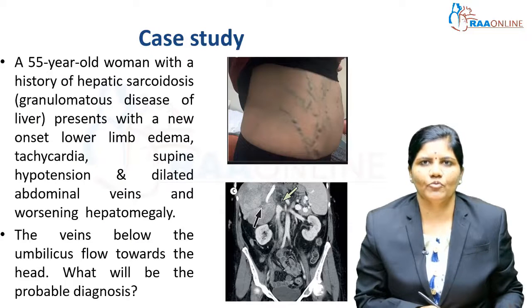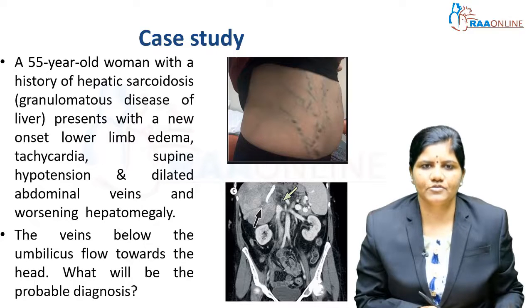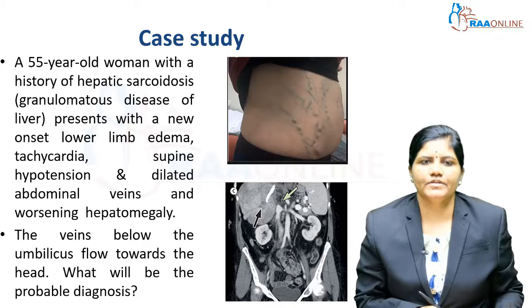Before moving into the topic proper, let's discuss a case study. A 55-year-old woman with the history of hepatic sarcoidosis. Sarcoidosis is a granulomatous disease of the liver. She presents with a new onset of lower limb edema, tachycardia, supine hypotension and dilated abdominal veins and worsening hepatomegaly. The veins below the umbilicus flow towards the head, and what will be the probable diagnosis?